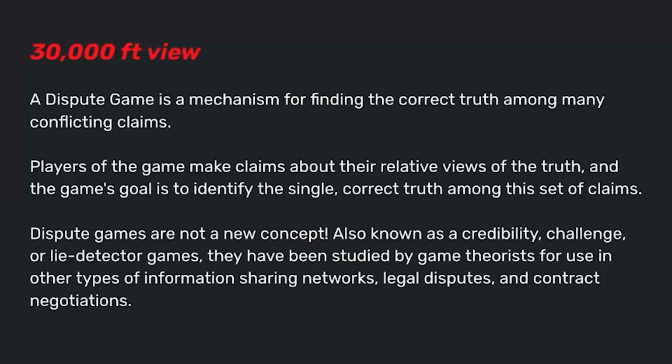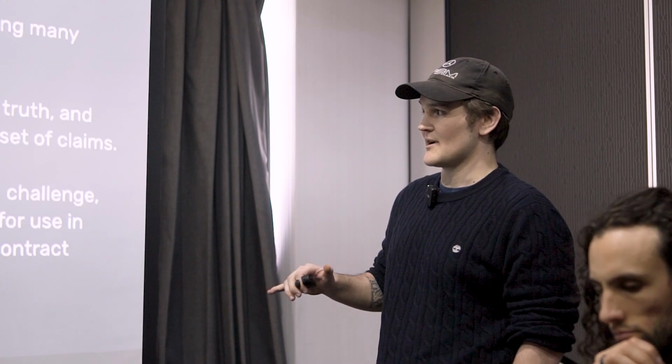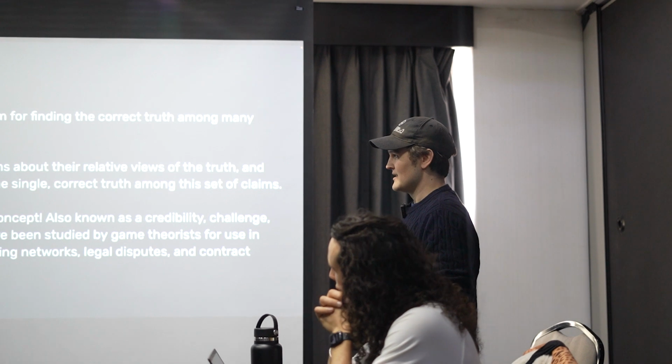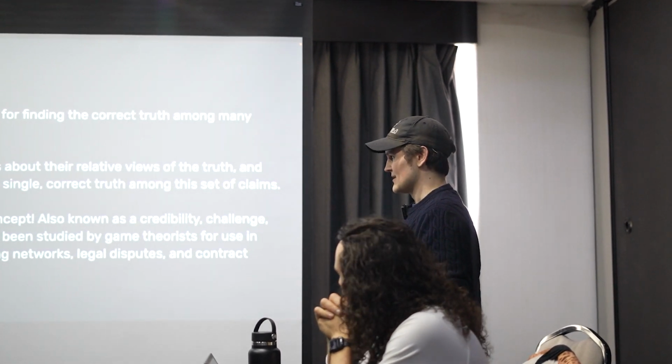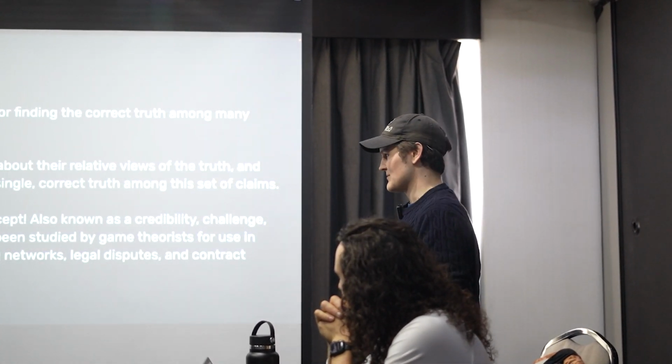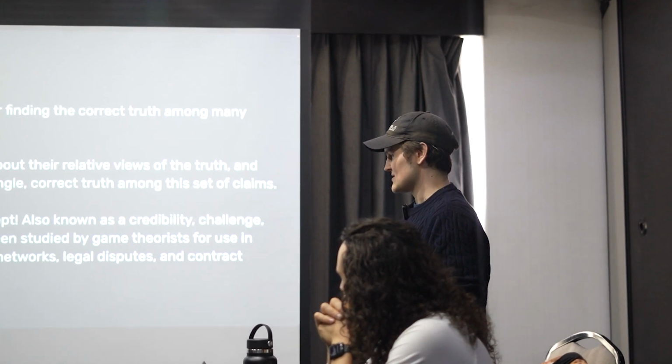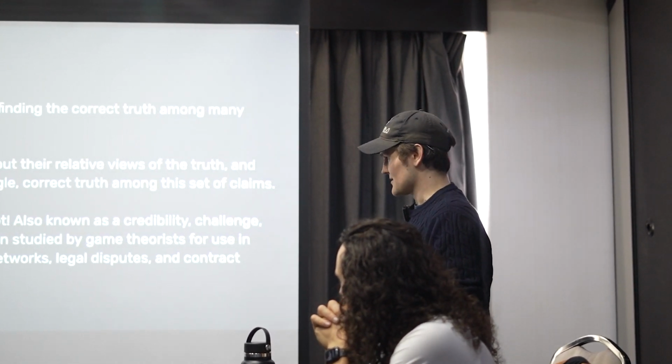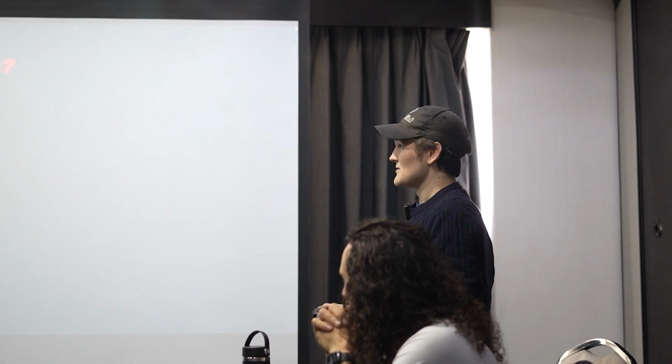So, Dispute Games 101. A 30,000-foot view of dispute games is that they're a mechanism for finding the correct truth among many conflicting claims. So we had Mark go through what claims are and why they're important, and then players of the game can make claims about their relative views of the truth, and the game's goal is to identify correct truth among this set of claims. And we actually didn't invent dispute games. They've been studied by game theorists for a long time for things like information sharing networks, legal disputes, and contract negotiations.